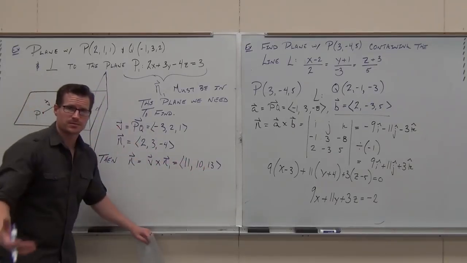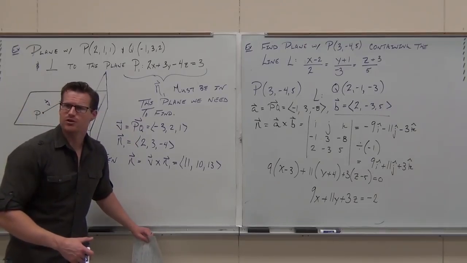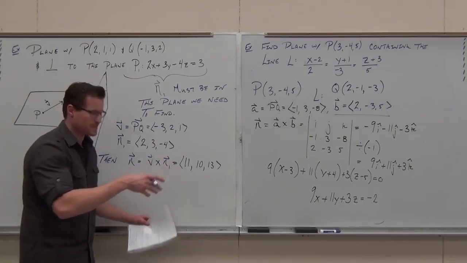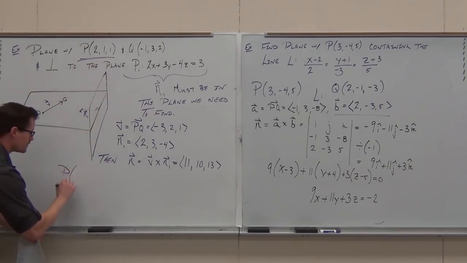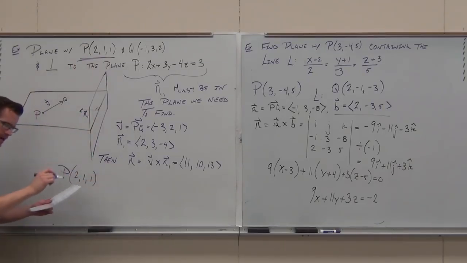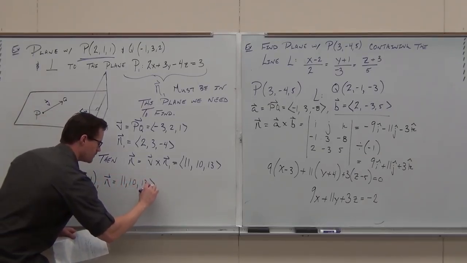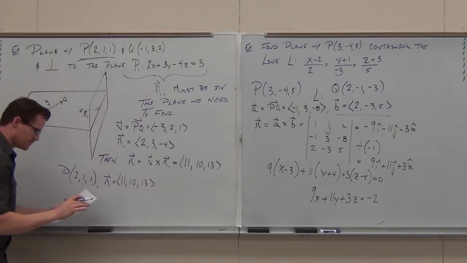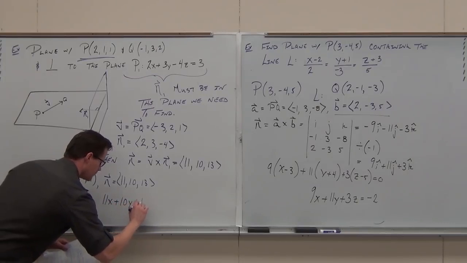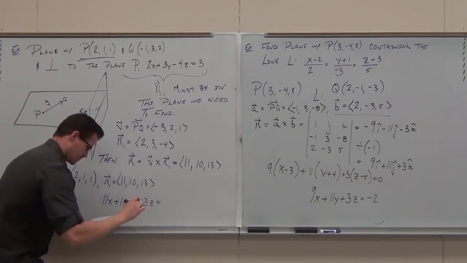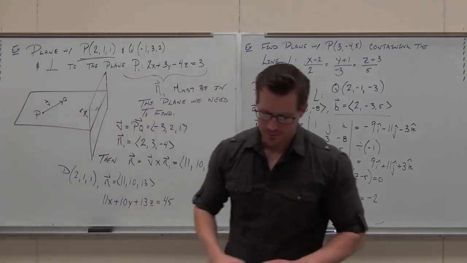Now, do I have a point? Yes. Which point do you want to use? P. Doesn't matter. Do you have a normal vector? Yes. Now that you did the cross product, yeah, you do. So when I put that all together, I've got point, I've got normal, and all this yields when I put it together that right there. That's the plane that we would find.